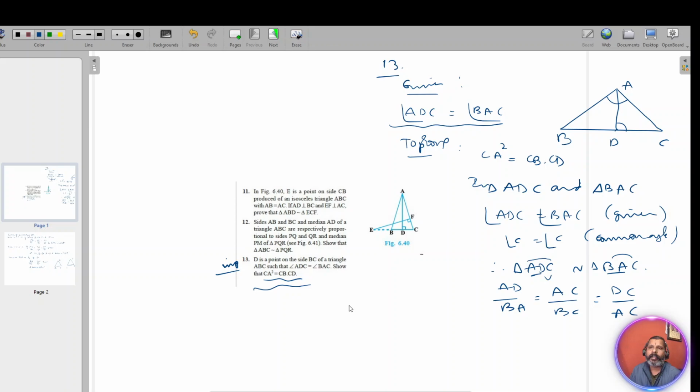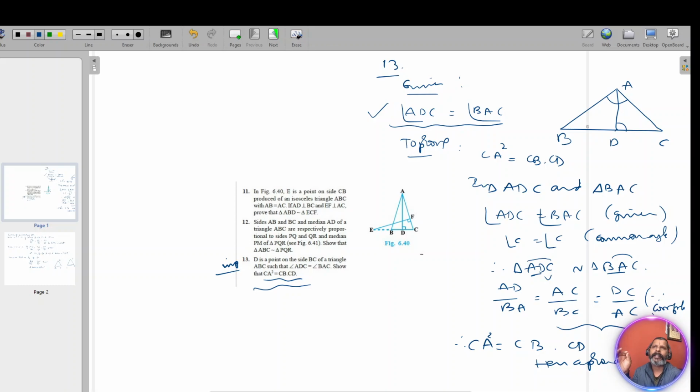If you observe the three ratios, we want only two ratios. So if you consider these two ratios, the last two, AC by BC equal to DC by AC, we get AC square, right? Therefore, you just write what is to be proved. Therefore, CA square is equal to CB into CD, and proved. When you write this part, you write the reason, corresponding parts of similar triangles. Because we proved similarity quickly by the given angle and C is the common angle.